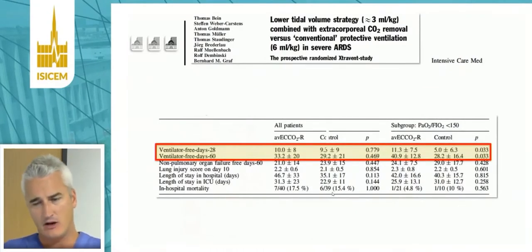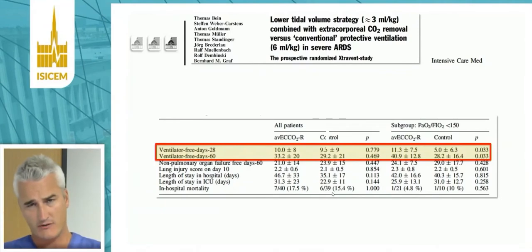And from a clinical point of view, it was suggested in this randomized controlled trial, the X-TRAVEN study, comparing 2 mechanical ventilation strategies: a conventional 6 ml per kilogram ideal body weight versus a reduction of the tidal volume down to 3 ml per kilogram in combination with extracorporeal CO2 removal. When you look at all patients, clearly they didn't find any difference in terms of ventilator-free days at day 28 or day 60 between the 2 groups.